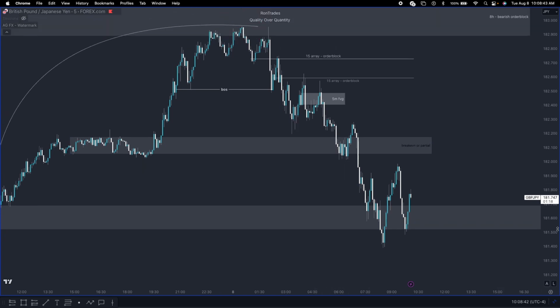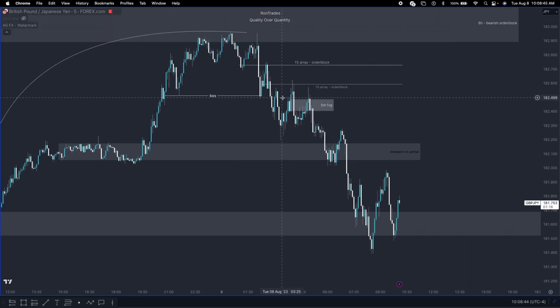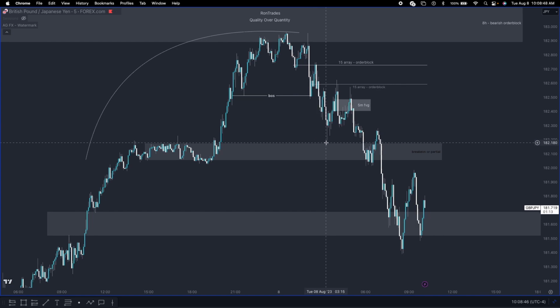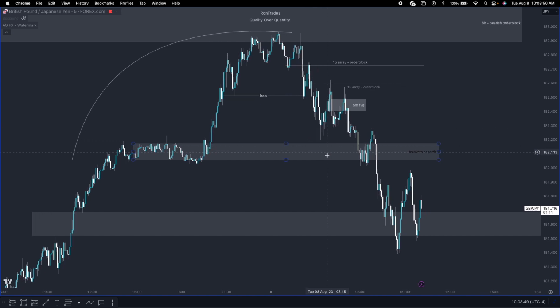And that was a very nice market maker sell model for GBP/JPY. I did make a withdrawal with this setup also.